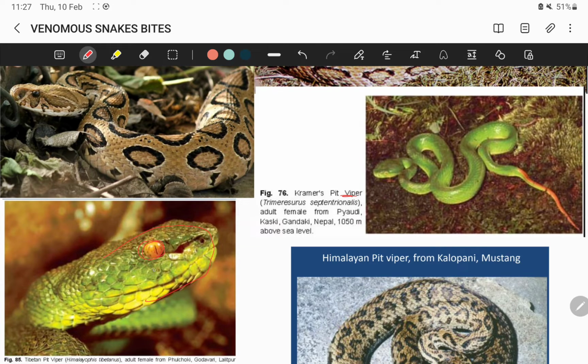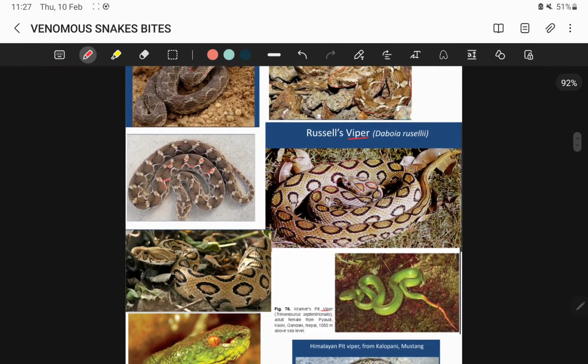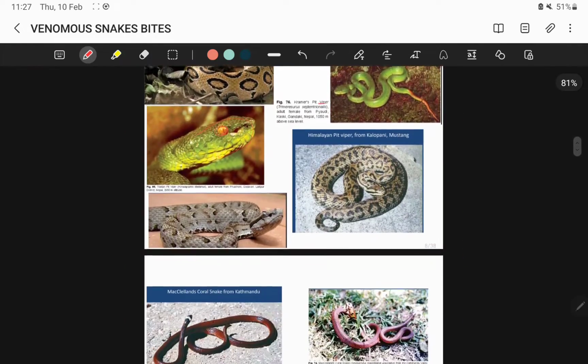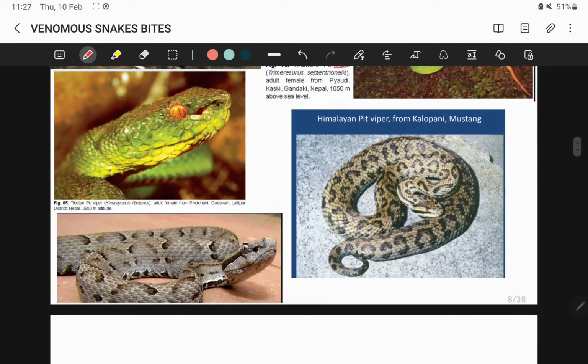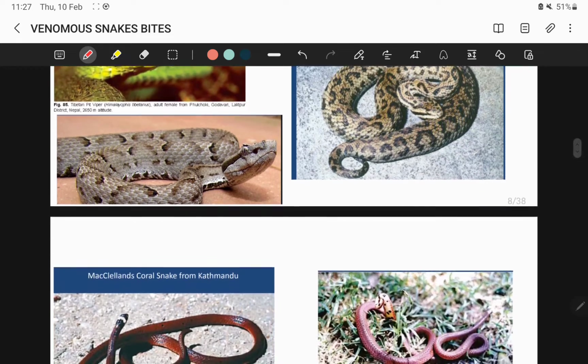Green color, artistic, that is a viper. And yes, this is a Kramer's pit viper, right? Pit viper, Russell's viper, and then saw-scaled viper. And you can see again here a pit viper. So these are artistic patterns, that is a viper. And then look at this, that is not Kramer's, this is not saw-scaled. So this is a pit viper, right? You have to exclude like that.